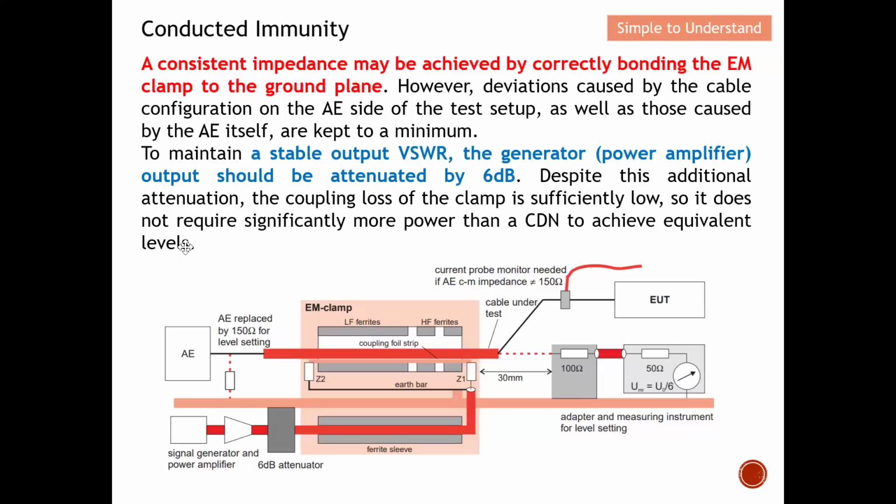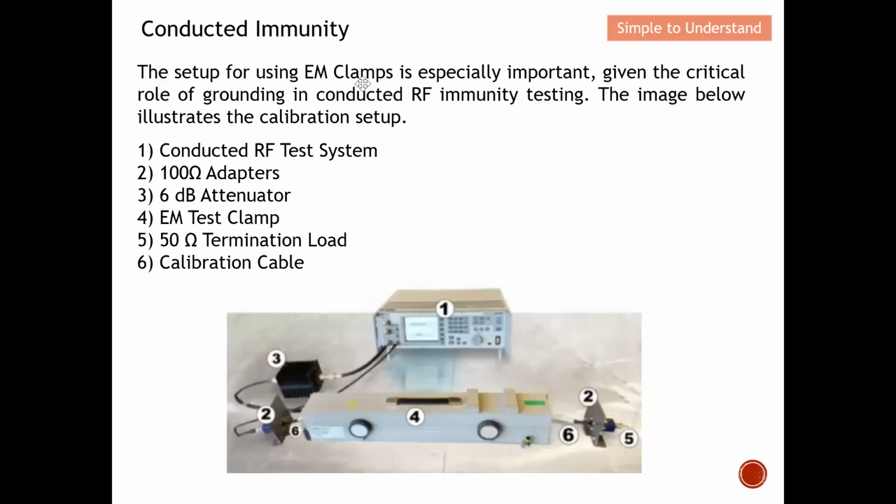So basically, in short, we generate all the noise source. The noise sources are all here. They are coupled onto the conductor of the cable, and then they will move towards the direction of the EUT. So this is how we do the conducted immunity test using the EM clamp. The setup for using the EM clamp is especially important, given the critical role of grounding in conducted RF immunity tests. The image below illustrates the calibration setup.